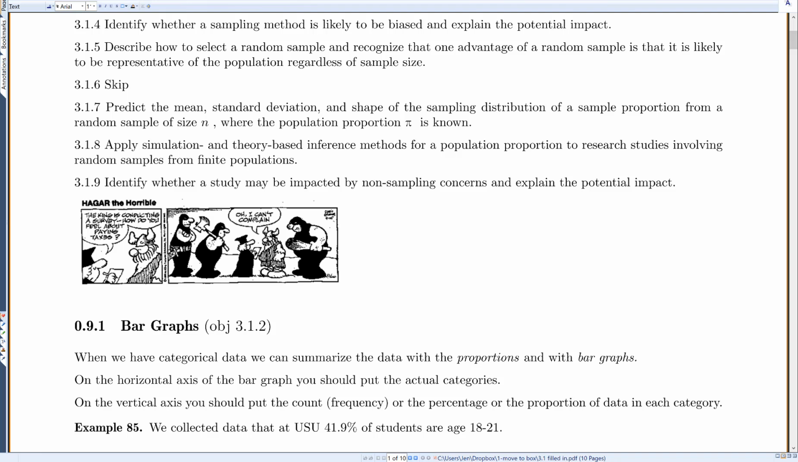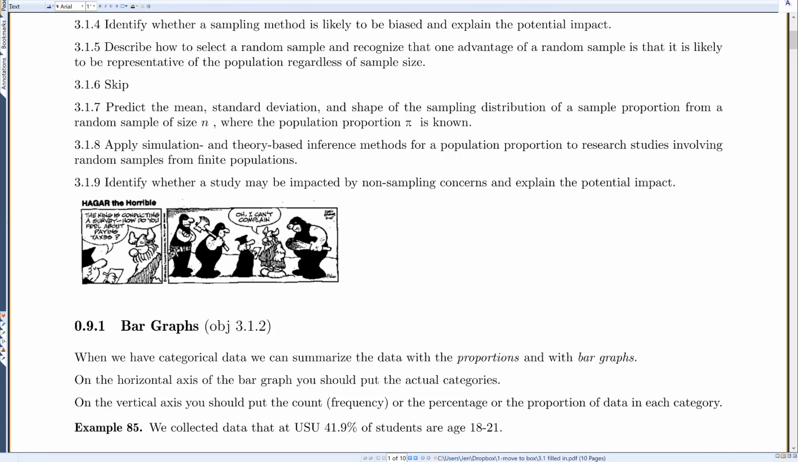This comic is very pertinent to our lesson today. When it says the king is conducting a survey, how do you feel about paying taxes? And the guy says, well, I can't complain because there's a guy that's going to club him if he does complain. So this is a type of bias that can be introduced when we're influencing people's results on surveys, which we're going to talk about in this lesson.